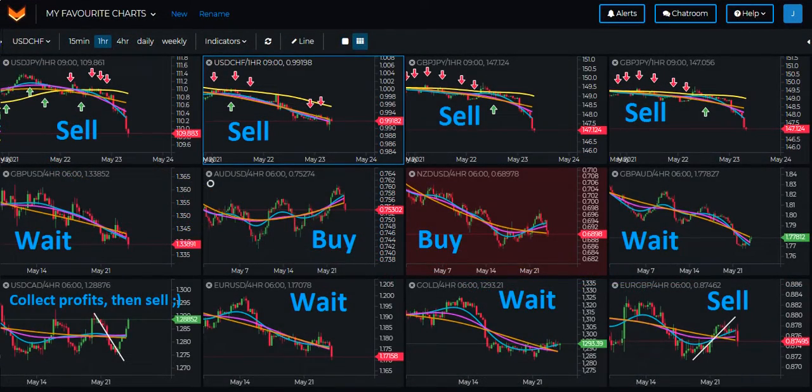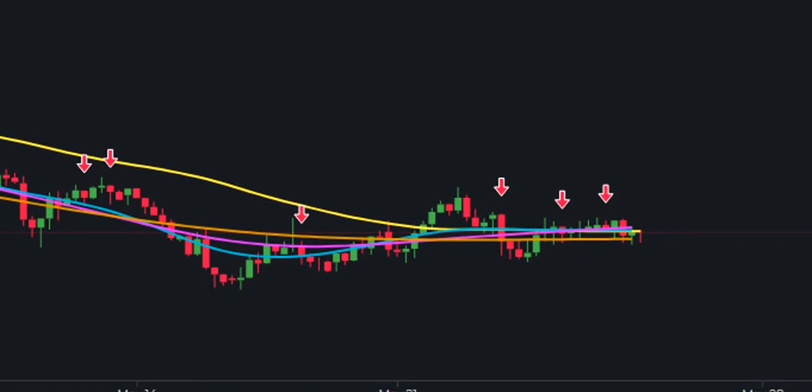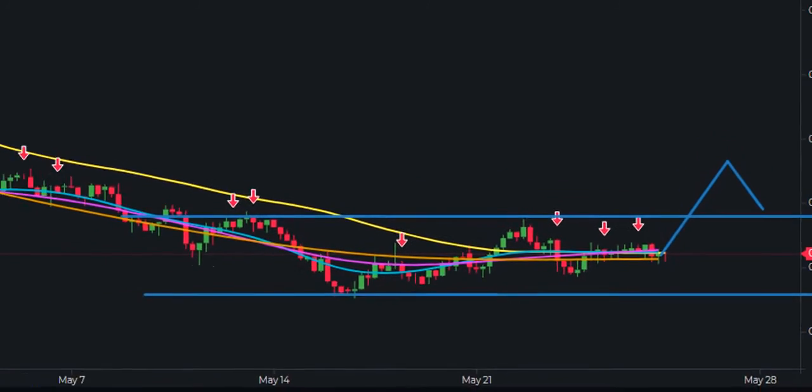Very similar story on the Kiwi. We were expecting a turn and it has started to happen, but not as aggressively as some of the other charts. As you can see here, no long signals have been generated on the H4 charts on the Kiwi thus far. So in the week ahead we'll be looking for a breakout from this range and potentially a pullback before taking a move to the upside.